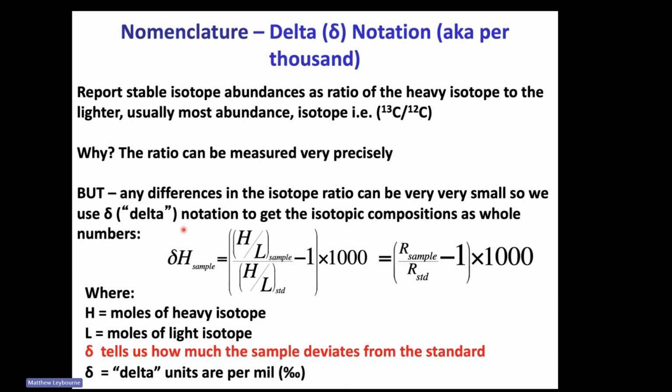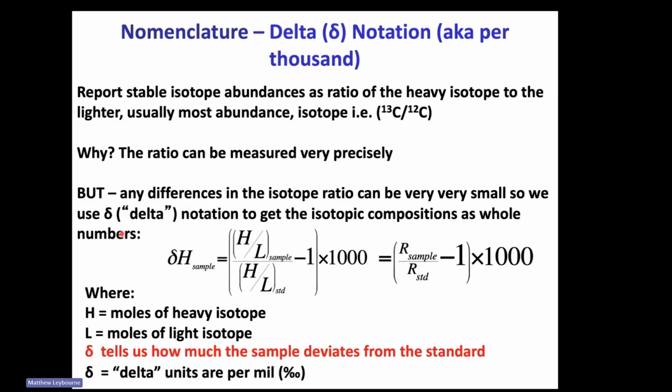And we use the delta notation to report our data. So let's consider the isotope ratio of carbon-13 to carbon-12. The heavier isotope typically goes on the top, and the lighter isotope typically goes on the bottom, and that's typically the most abundant. And we measure ratios because we can measure them very precisely. But the numbers are very small. And so what we do is we use a delta notation where we're multiplying things by 1,000.